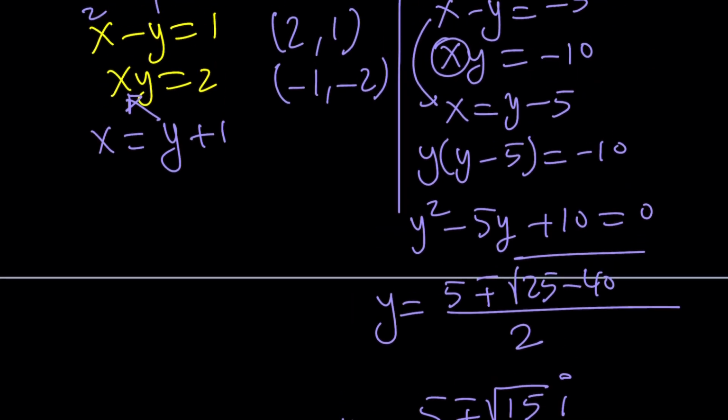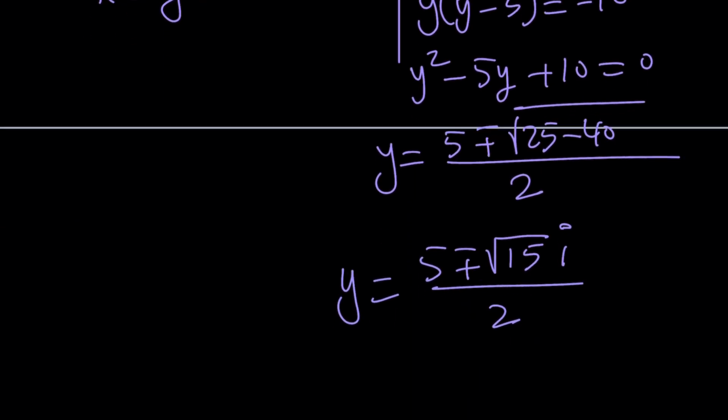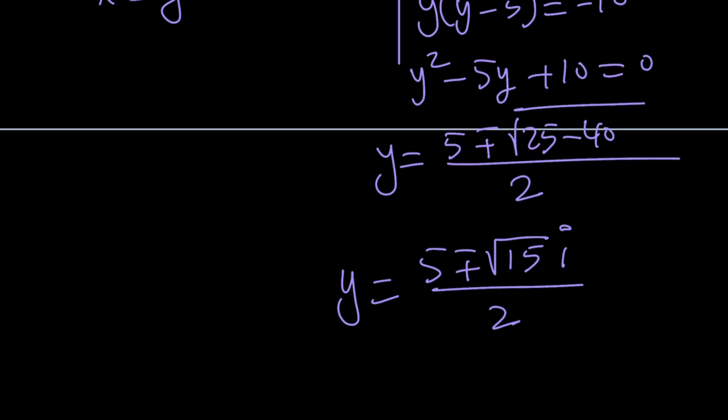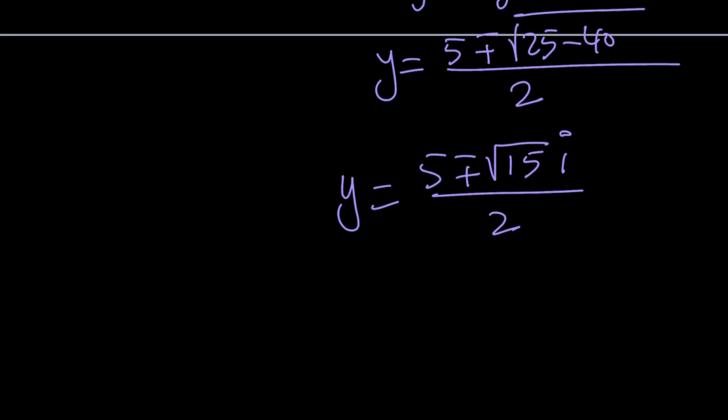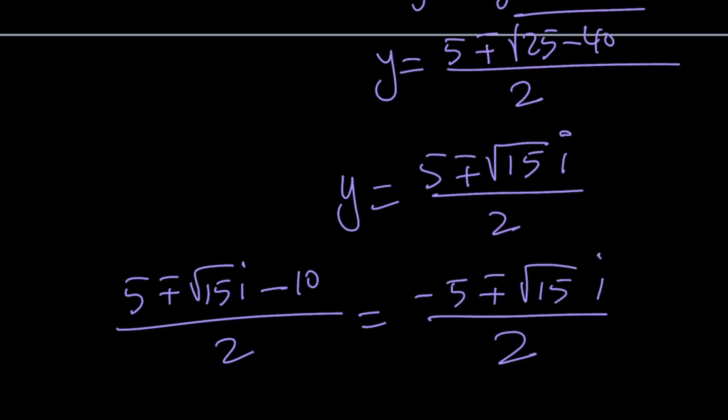And how do you find the x values? The x values are just going to be 5 less than this. So in other words, if you subtract 5 from each of these solutions, you're going to get the x values. Suppose you did it like this: subtract 5. So in other words, you're subtracting 10 from this because you're dividing by 2. That's going to basically give you negative 5 plus or minus root 15i over 2. Those are going to be the x values. Make sense?